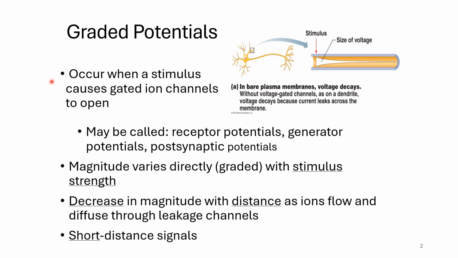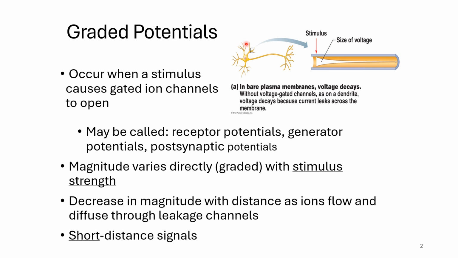So notice that this top part talks about a stimulus. This stimulus comes into this neuron from another cell or another neuron, and it's going to make the gated ion channels open. Sometimes this type of stimulus goes by other names, like a receptor potential, a generator potential, a postsynaptic potential. There are a lot of names we might use to describe what's happening at the receiving end of this neuron. So it's getting signals from other neurons or cells that are around it.